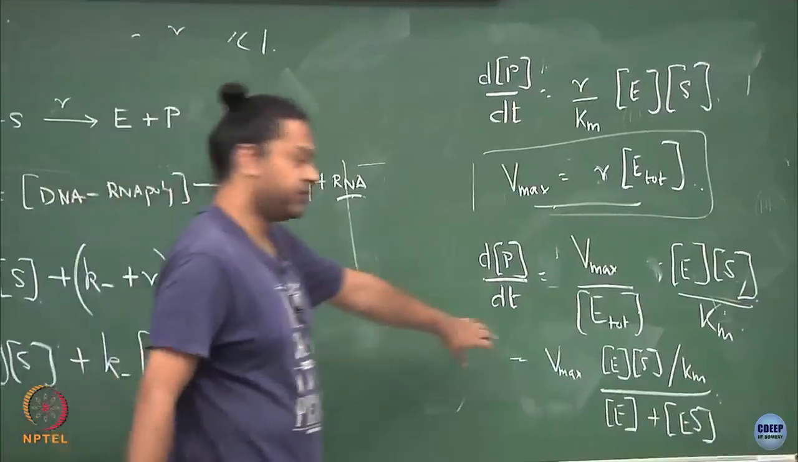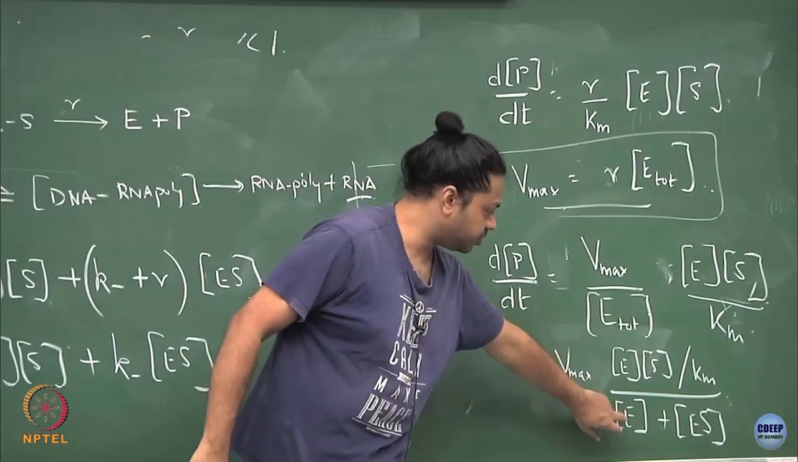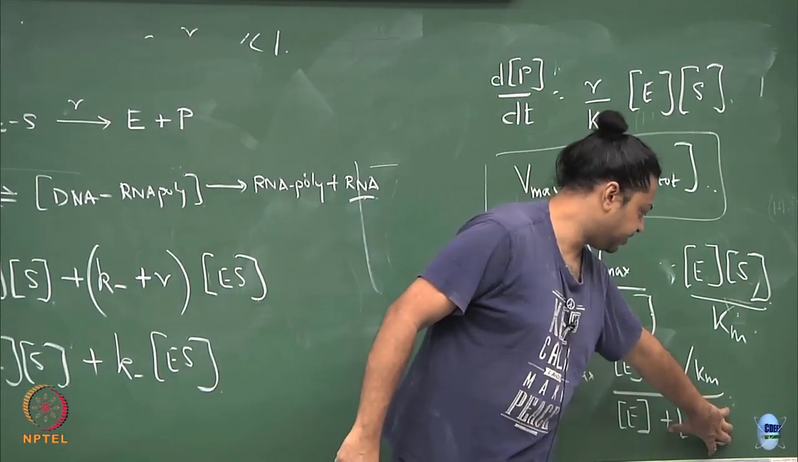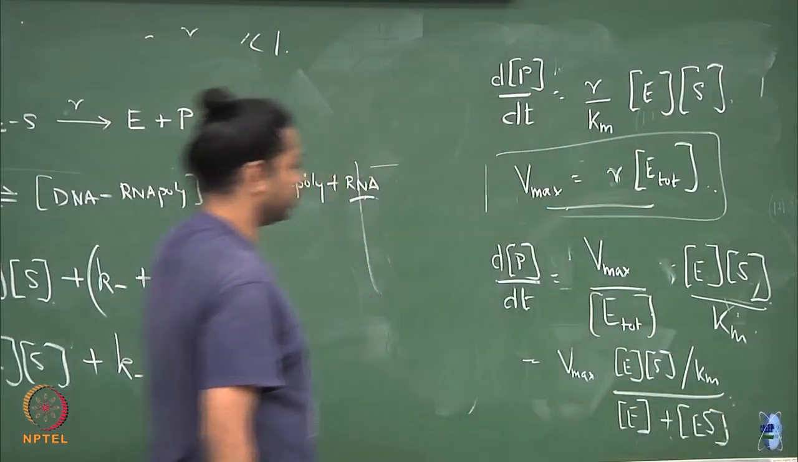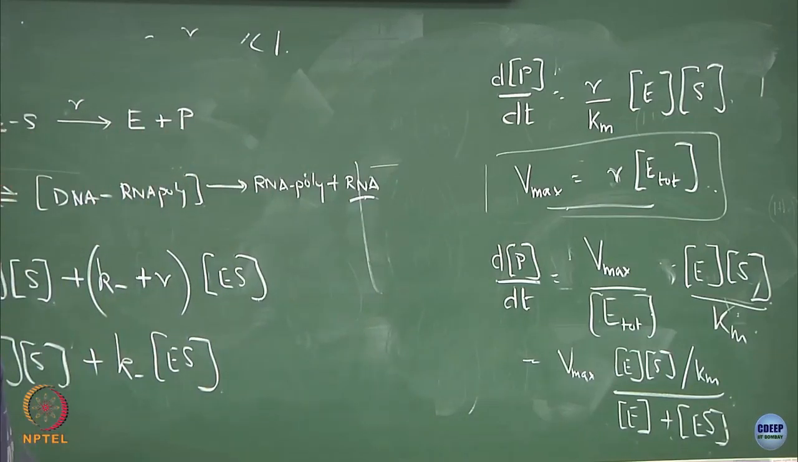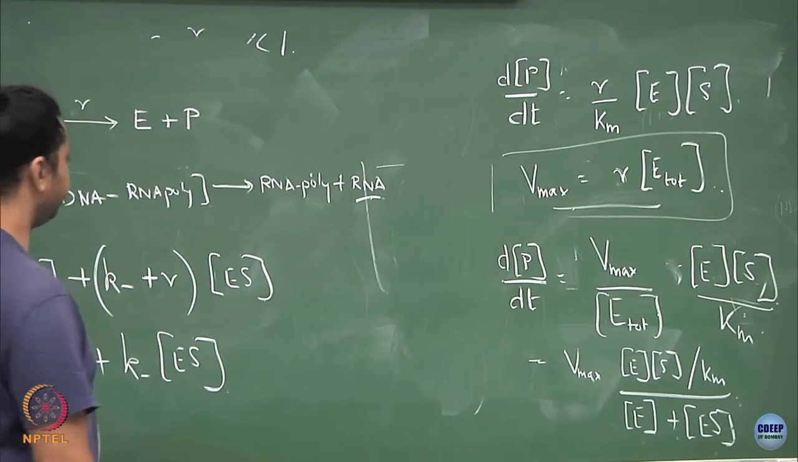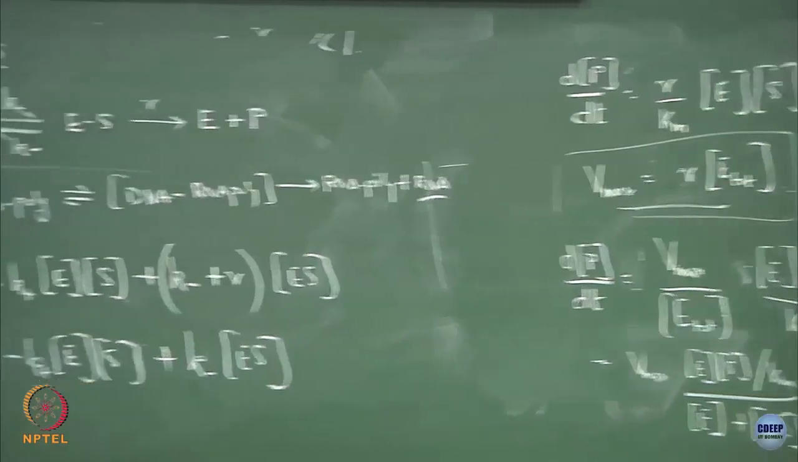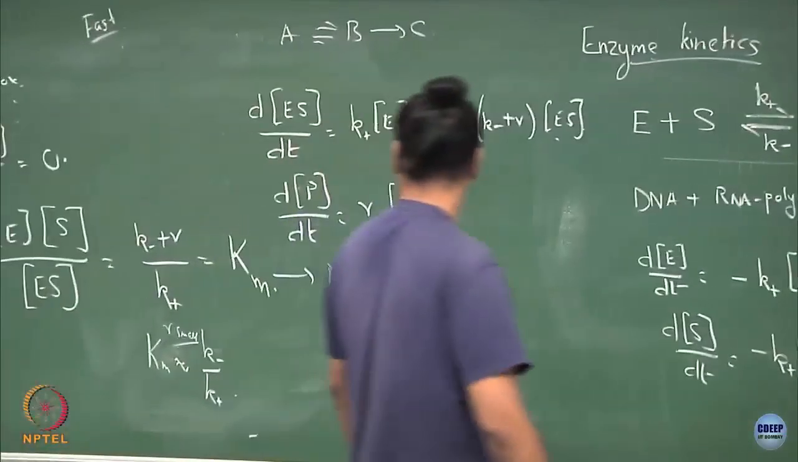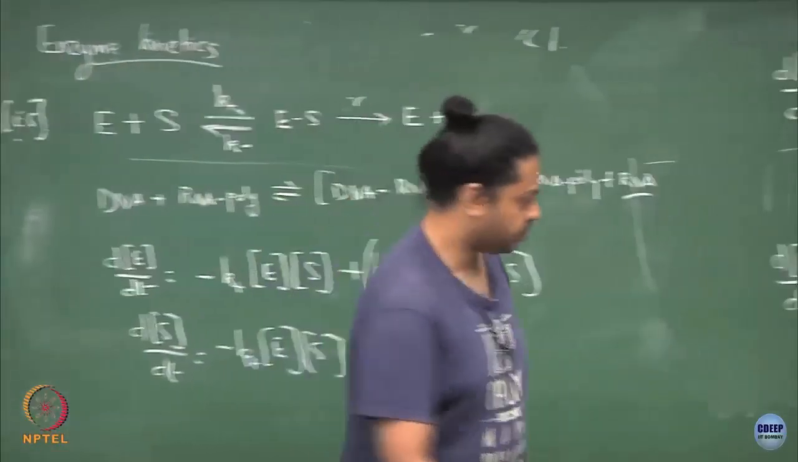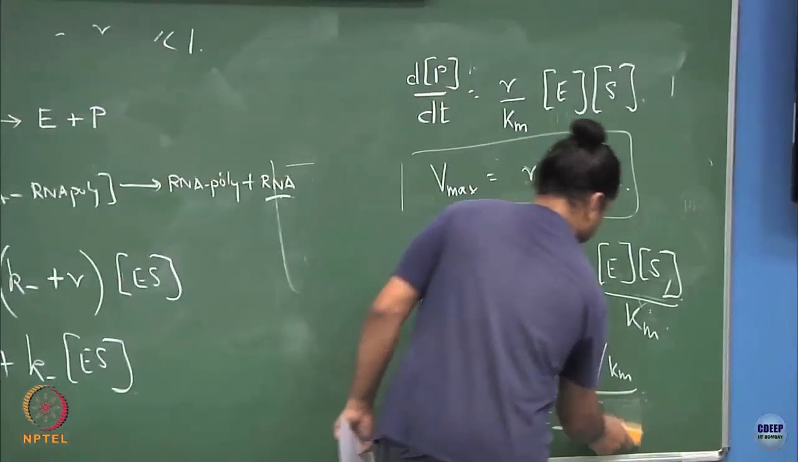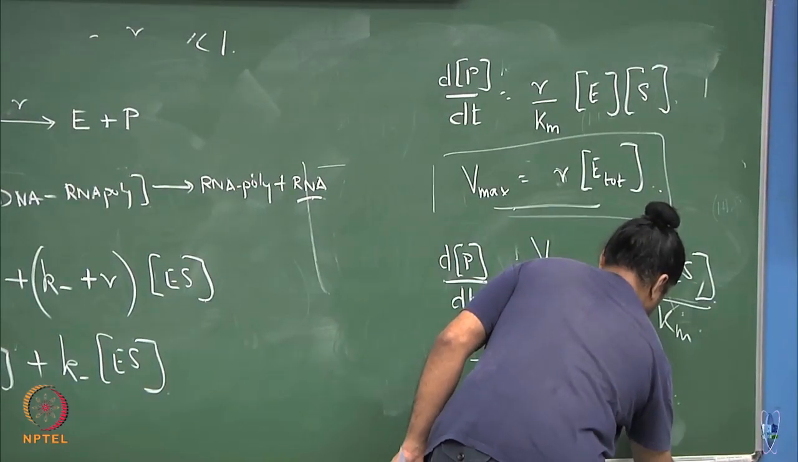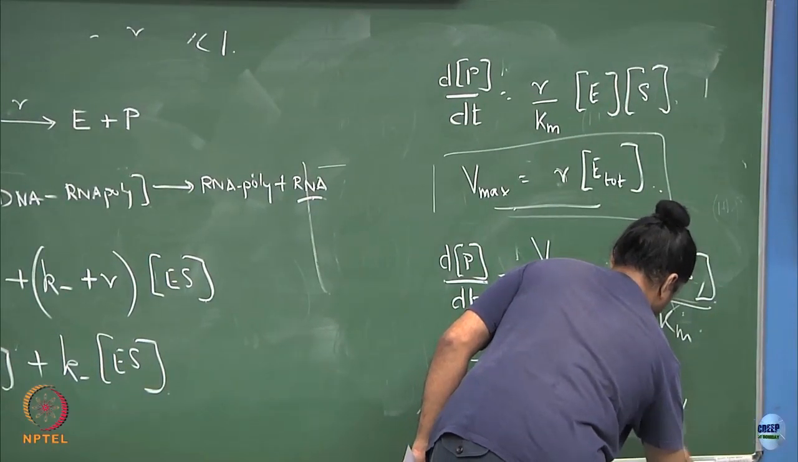So, this total enzyme concentration, again I break it up into two parts. One is the free enzyme concentration and the other is the enzyme-substrate complex, the concentration of the enzyme which is bound to the substrate. And this ES I again write using this equation, ES is E times S by Km.